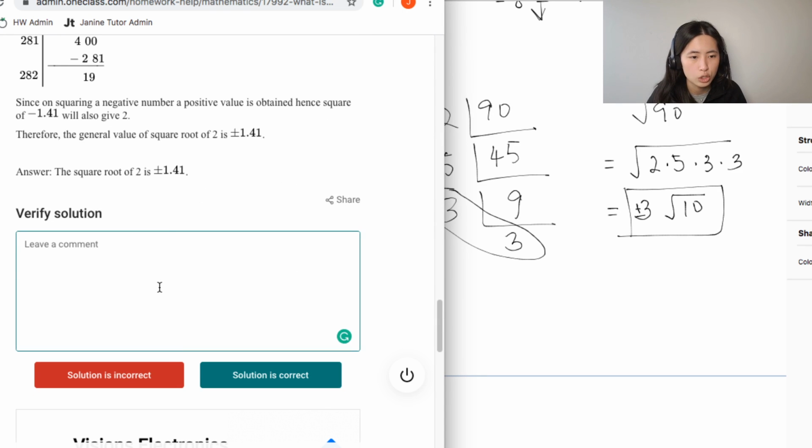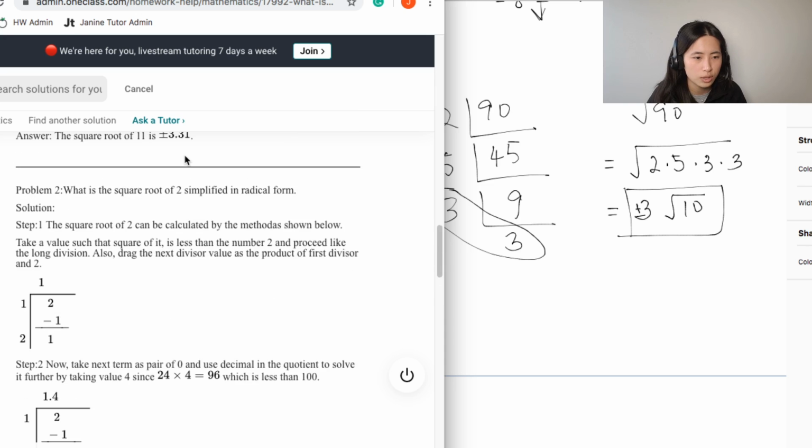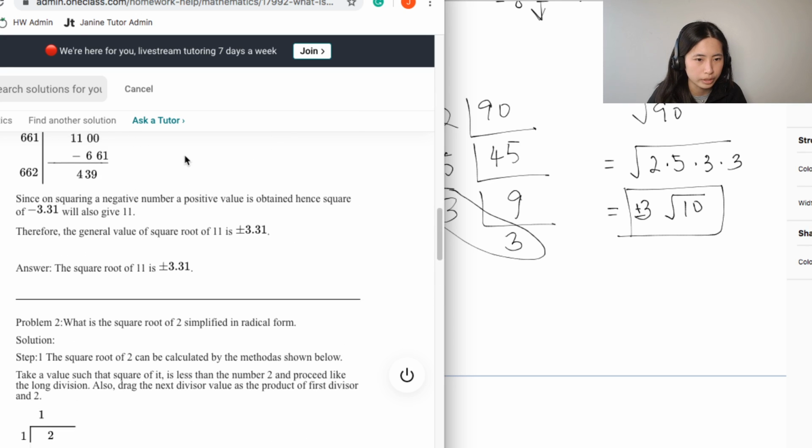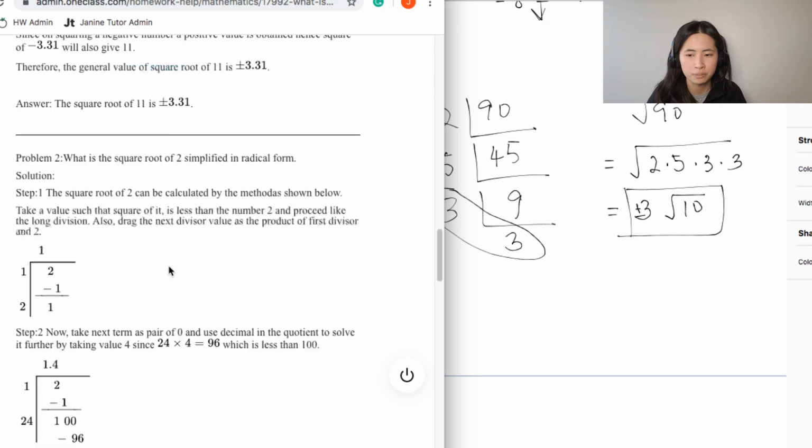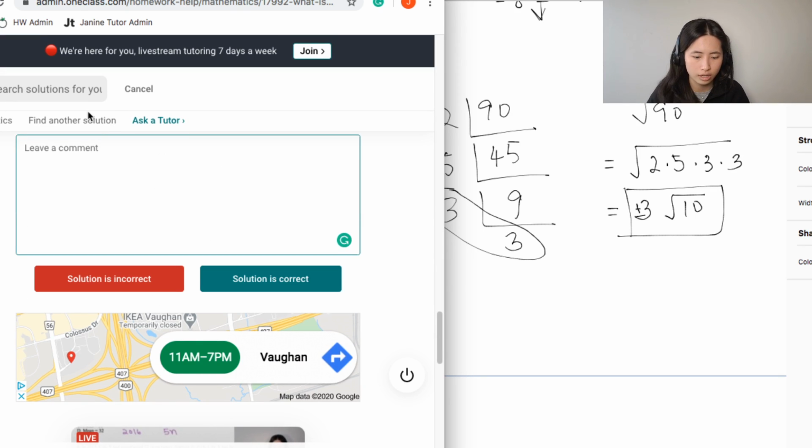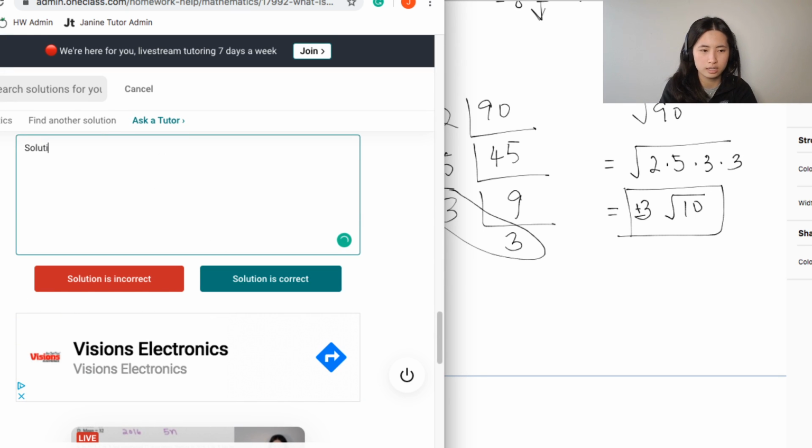Okay, great. As you can see, they gave a couple of examples below. Again, they're looking for the simplified radical, so it's not supposed to be expressed in decimal form. Okay, so solution is incorrect and answer is incorrect. Actually, solution and answer are incorrect.